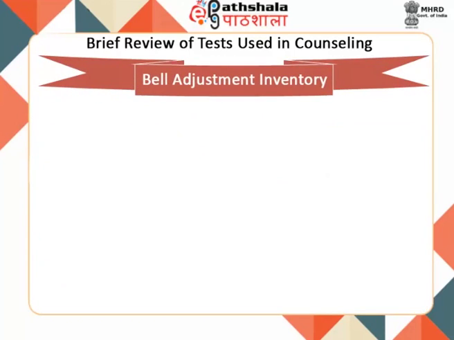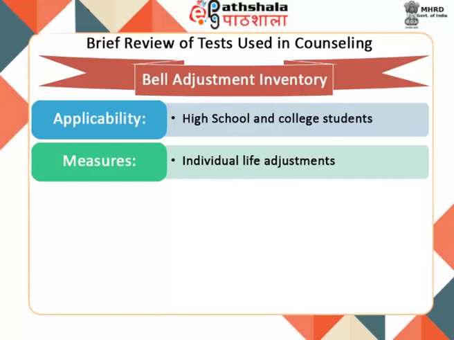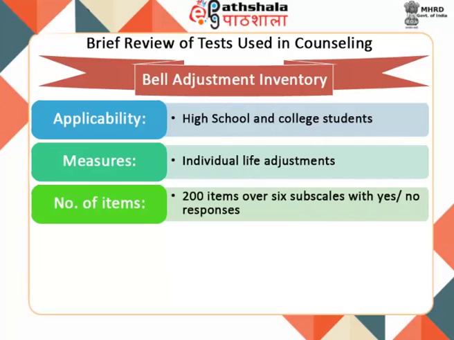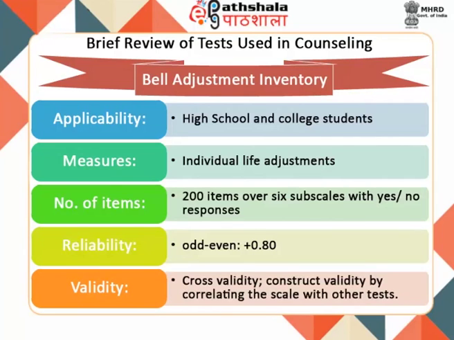Bell adjustment inventory. Applicability: high school and college students. Measures individual life adjustments. Number of items: 200 items over 6 subscales with yes or no responses. Reliability: odd even 0.80. Validity: cross validity, construct validity by correlating the scale with other tests.